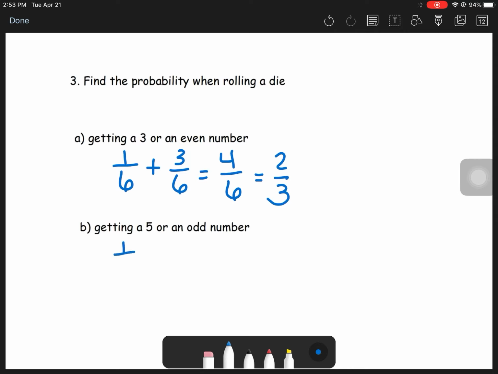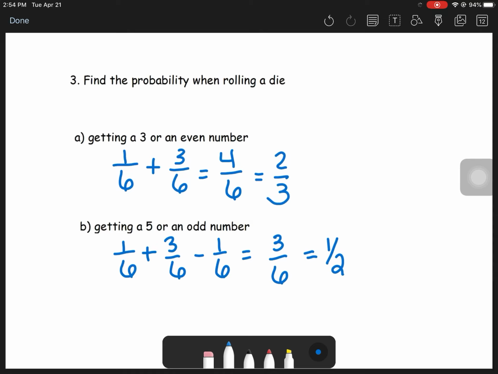In this example, we know there's 1, 5. And then the odd numbers would be 1, 3, and 5. But we know that we just counted the 5 twice. So we get a probability of 3 out of 6, which is 1/2. So remember, when you're doing probability, you add the 2 categories together, but we always subtract the doubles. We do not want to count them twice.